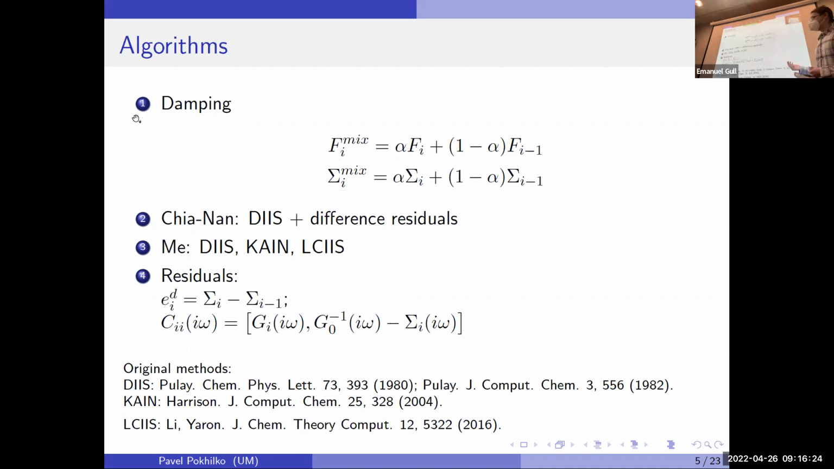The difference residual, where the differences between self-energies is taken as a residual, and the generalized commutator residual. If we take the Dyson equation and multiply by G from the left and from the right and take the difference, we can arrive to this commutator, which is a direct generalization of the commutator residuals commonly used in Hartree-Fock calculations, where the commutator between the density and the Fock matrix is used.